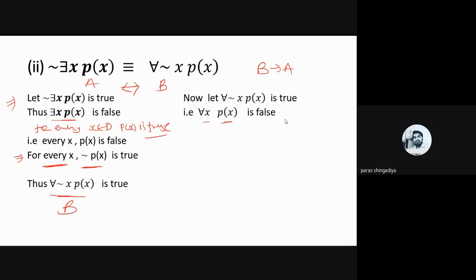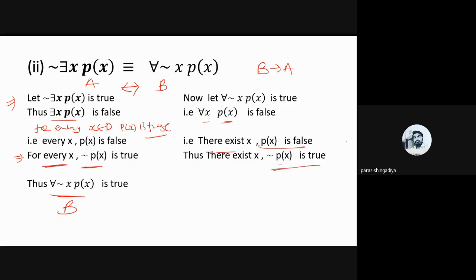What is the meaning of that? When we say for every x P(x) is false, we get one value x belonging to the domain where P(x) is false. We get one single value of the domain where P(x) becomes false. Means there exists one value in the domain where P(x) is false. So what is the meaning of that? If there exists x, P(x) is false, its negation will be true. So there exists x, negation P(x) is true.